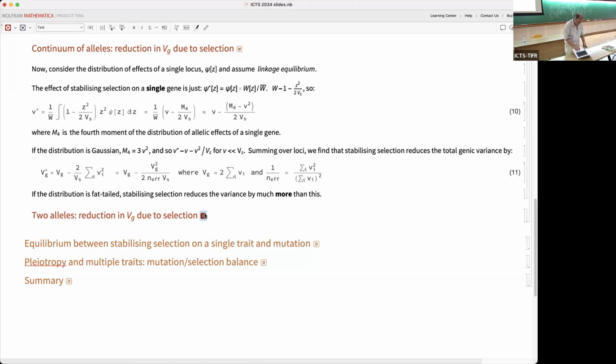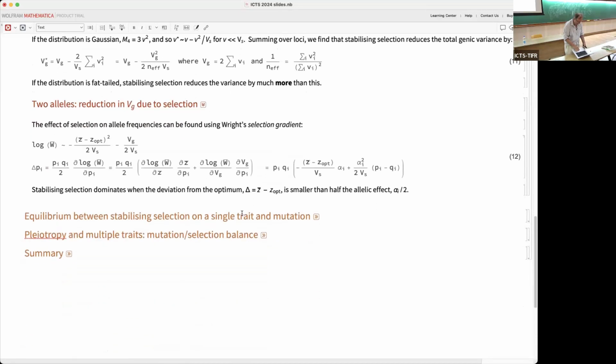I'll now do something which maybe I should have started with, which is the perhaps more familiar 2 alleles version, and we've actually seen these equations before. But suppose we just take it simple, we have 2 alleles with frequencies Q and P.